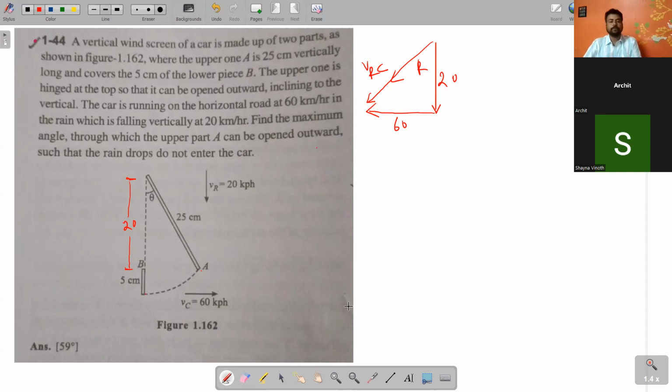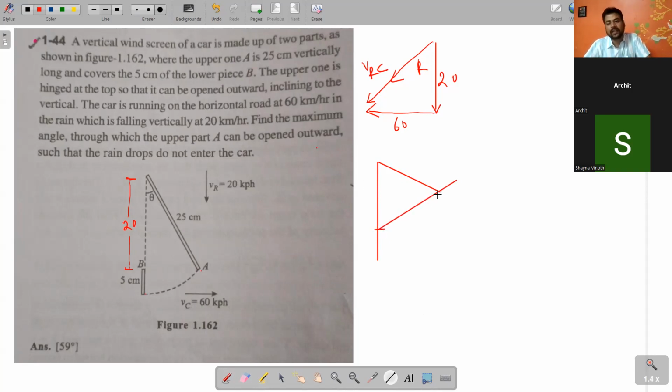Yes. So this is C. Yes, right there, like that only. This is 20 and this is 5. Suppose you have opened this till here. Now, if you think, what could be the maximum angle at which rain can fall? Like this one.